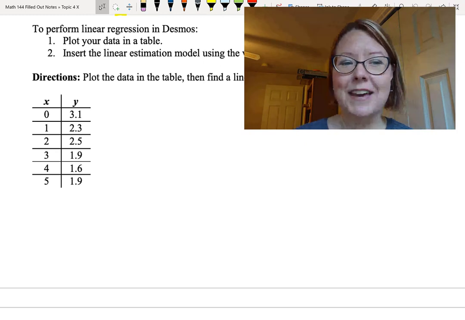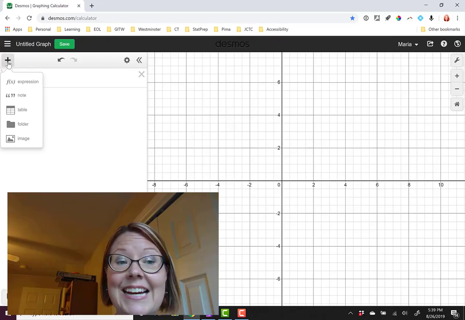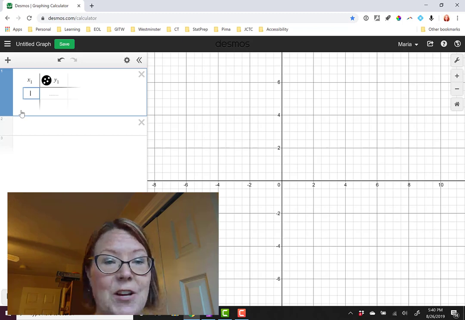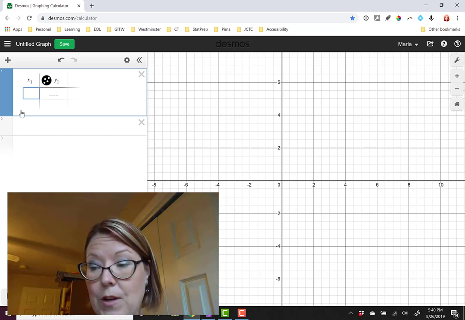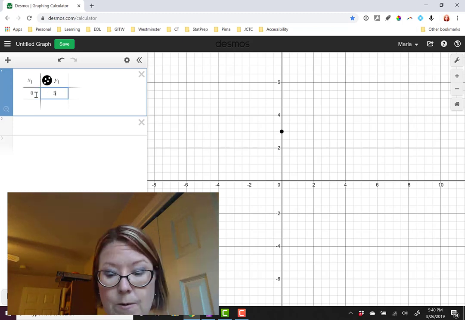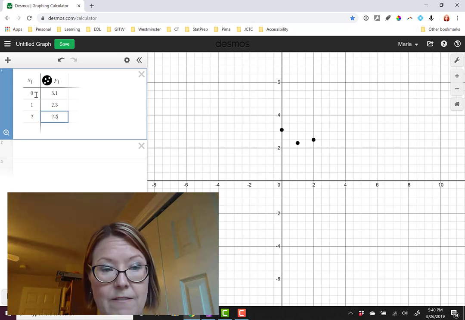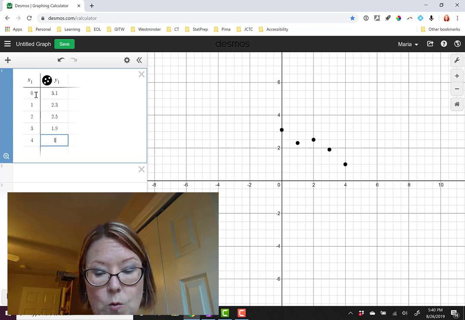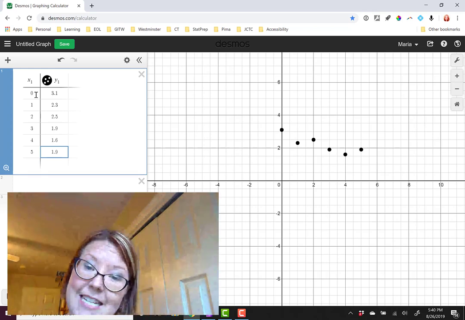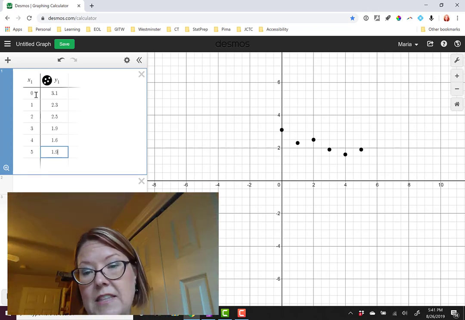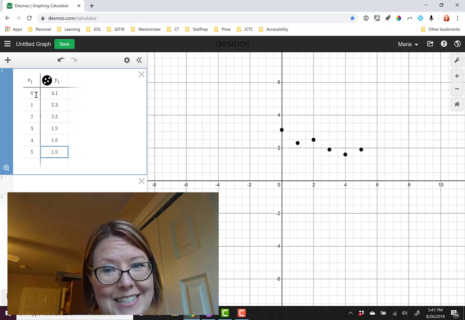We're going to start with a simple case involving an XY data table. I'm going to read the data in the table as I type it into Desmos. I start by inserting a table. It already has the variables X and Y in the top row of the table labeled X sub 1 and Y sub 1. It's exactly the way we want it. I'll read the data going across in rows. 0, 3.1 is the first data row. 1, 2.3 is the next set. 2, 2.5. 3, 1.9. 4, 1.6. And 5, 1.9. Examining the data, there is a slightly decreasing trend, and it does look like the data may represent a linear function. We could, in this case, probably even eyeball a line of best fit, but we're going to calculate the regression line.